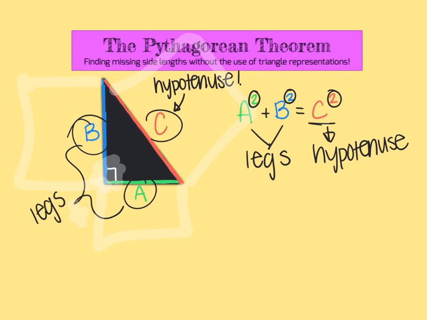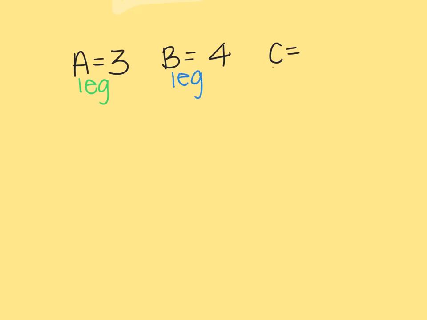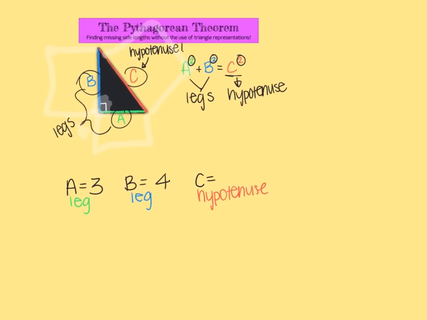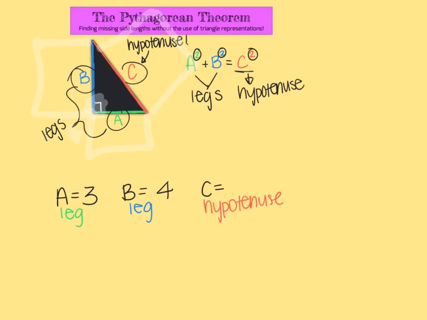All right, so this is going to go back to that example that I talked about last week in that video, where maybe A equals 3 and B equals 4. The side that we're missing in this case automatically is C, because there's only three options. If you need to, label A as a leg, because we know that A is a leg. We know that B is a leg. And we know that C is our hypotenuse. When we look back up here, that's exactly what it is.